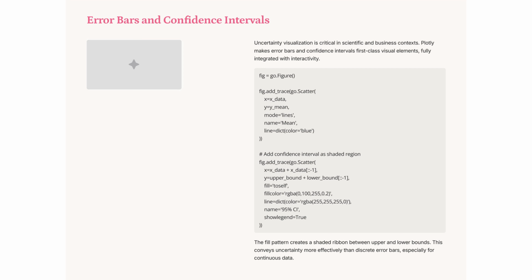Error bars and confidence intervals are essential for visualizing uncertainty in data. Plotly allows for dynamic representation with shaded regions, enhancing clarity over traditional error bars. This approach effectively communicates variability in continuous datasets, making it invaluable for scientific and business analyses.